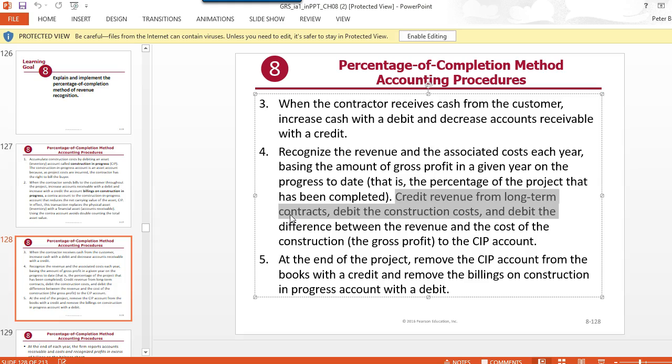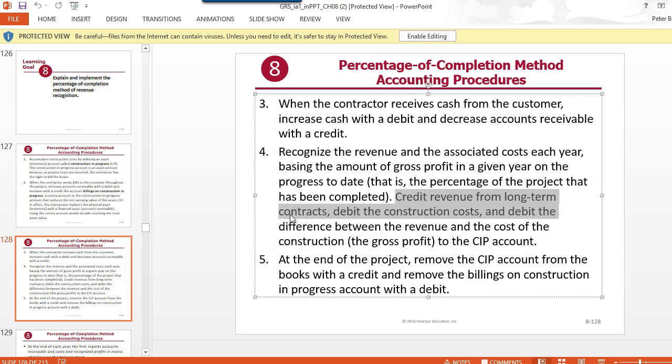And that gross profit, if it is a gross profit, will be debited to the CIP account. If the gross profit is negative, if it's actually a loss, it's going to be a credit to the CIP account. So we're essentially putting the gross profit on the balance sheet until the project has ended.